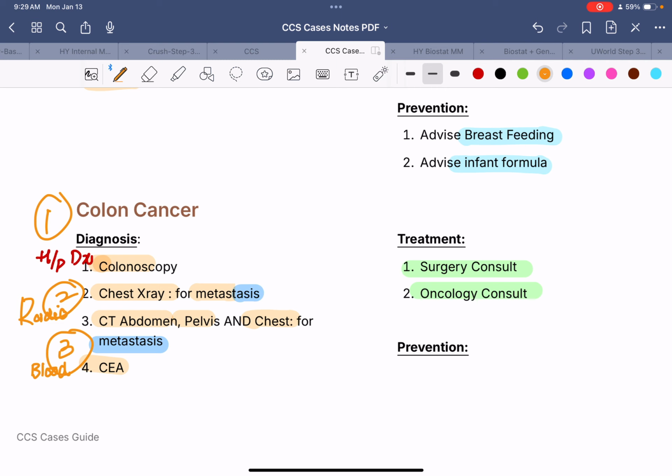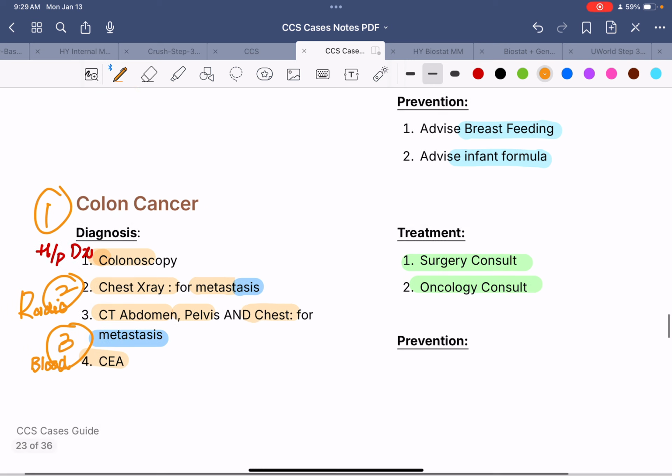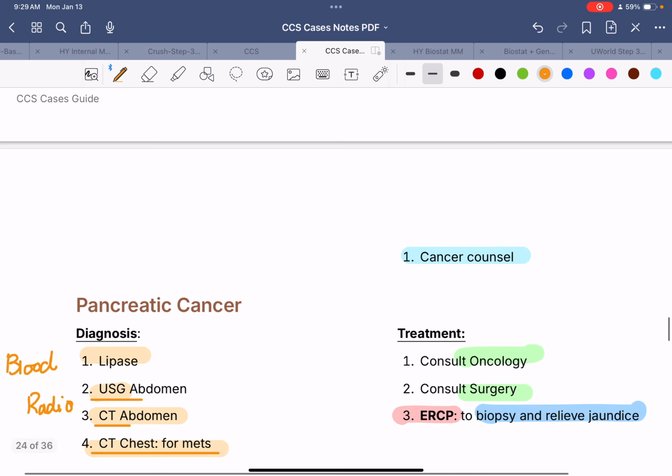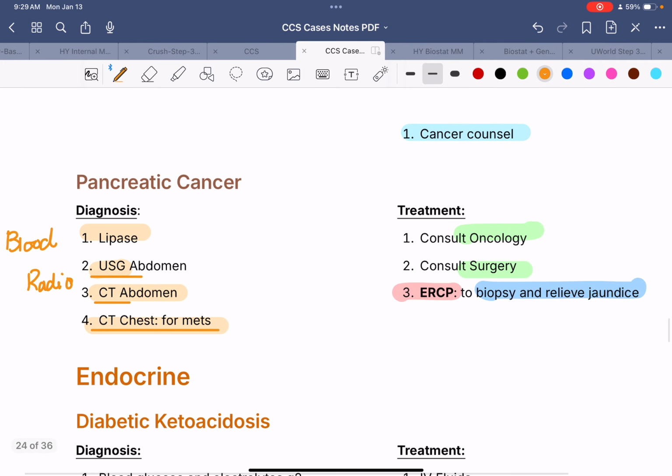For the treatment, of course, like for any carcinoma, you are going to counsel the patient, and there can be a surgical treatment or there can be a chemotherapy treatment. So surgical consult along with oncology consult, and of course in the prevention, cancer counseling, so that the patient has the occasional fecal occult blood tests or occasional colonoscopies to see that the cancer is not actually coming back.